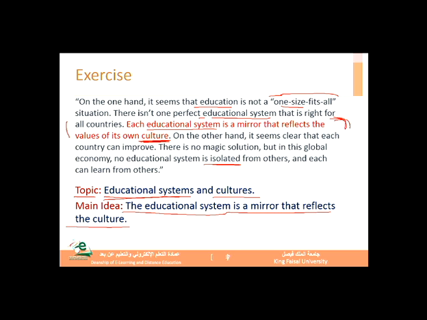Why? Because this is the most general sentence of the sentences presented above. All right, so here you have a general statement, here again, all general. What governs them all is this sentence. This is the most general sentence of them. And this is where the author embedded the idea that he or she wanted to express. So educational system is a mirror that reflects the culture.